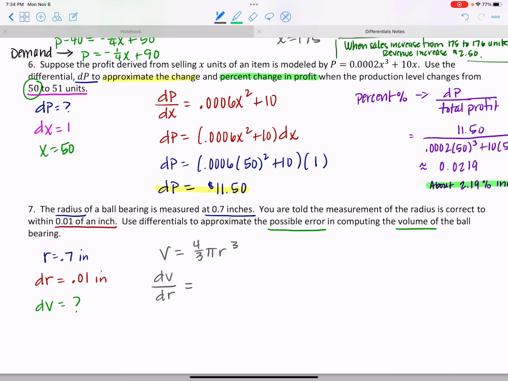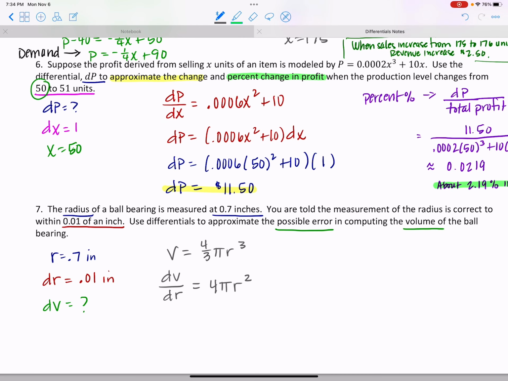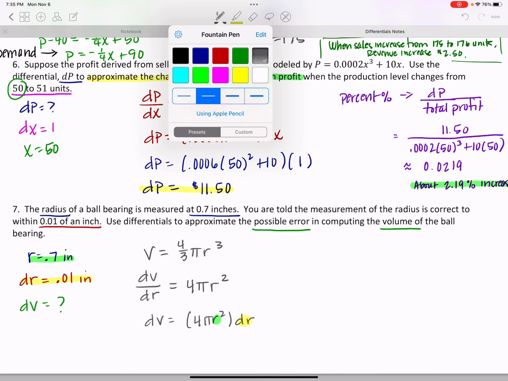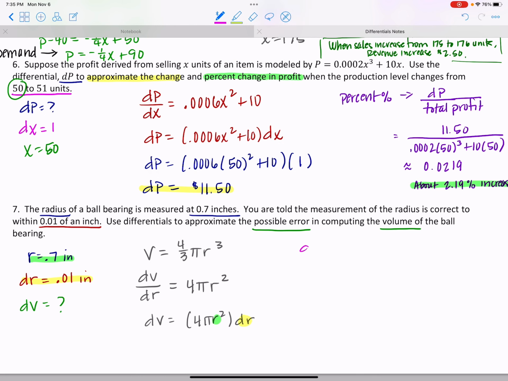So if we do this with respect to the radius, then this is just normal power rule. 4/3 times 3 is going to be 4, so we're going to have 4 pi r squared for our derivative, and then we multiply over that dr. So dV is going to be 4 pi r squared times dr. Now we've got everything we need. We're going to plug the 0.7 in right here. We're going to plug the 0.01 in right here, and that's going to calculate exactly what we're asked to find. So now we'll say dV is 4 pi times our radius of 0.7.